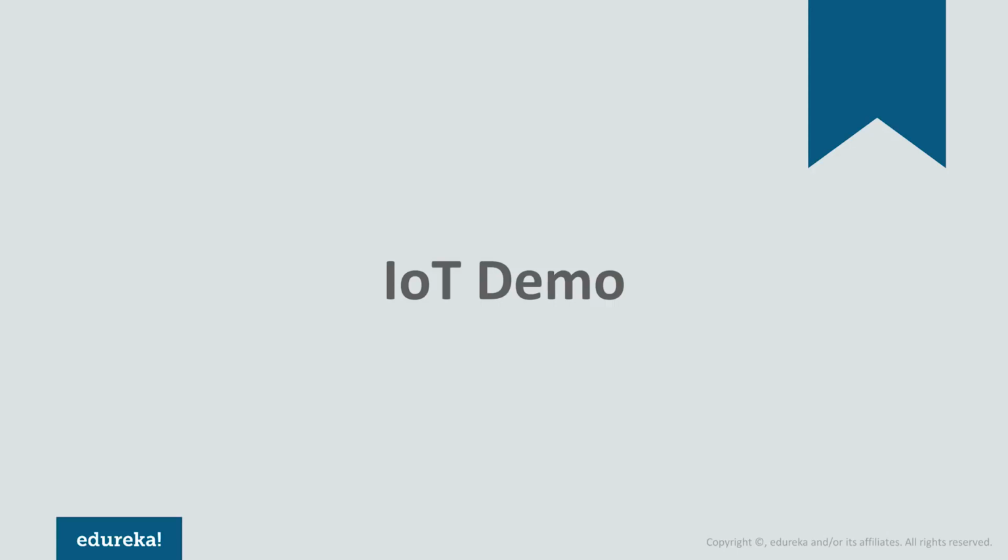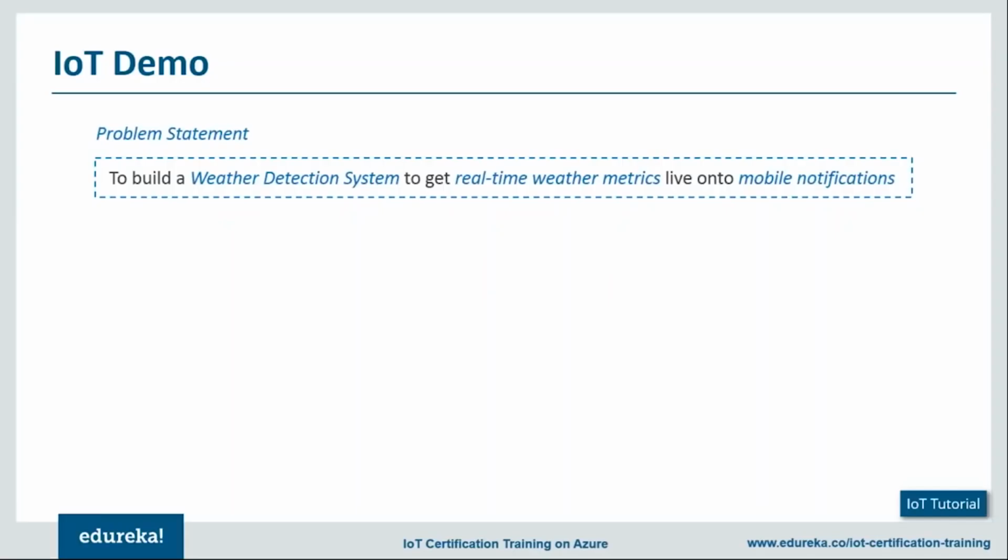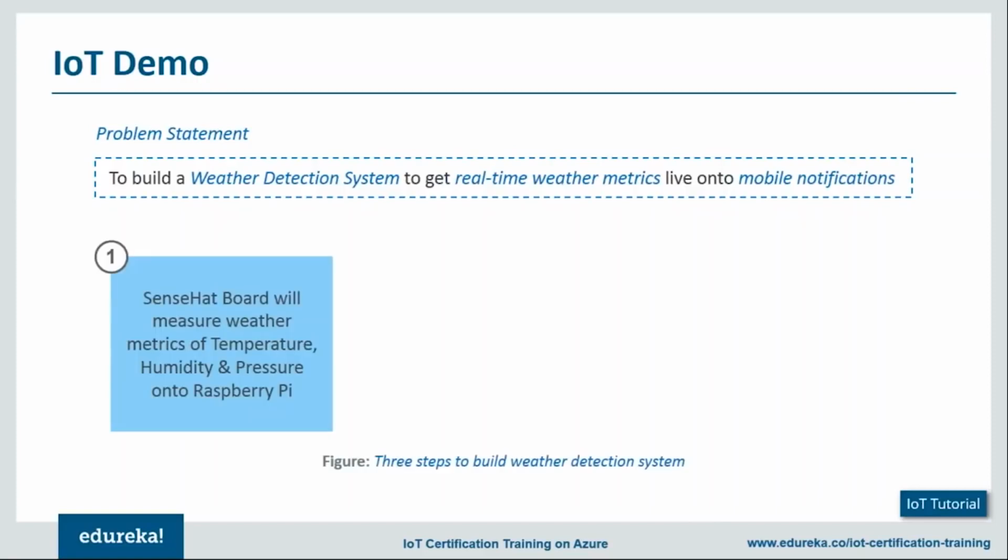Okay, now that we've installed Raspbian on Raspberry Pi, it's time we begin with the demo for this session. What we're trying to do is build a weather detection system to get real-time weather analysis. When we talk about real-time analysis, it is basically the pressure, temperature and humidity. And we want to get a live mobile notification for this.